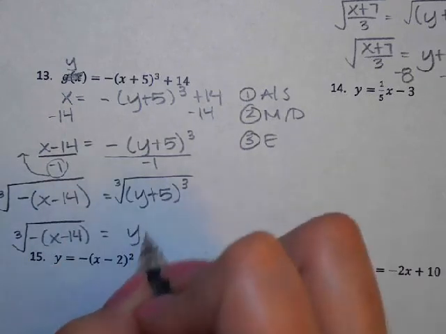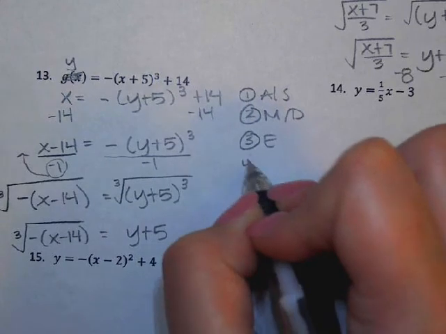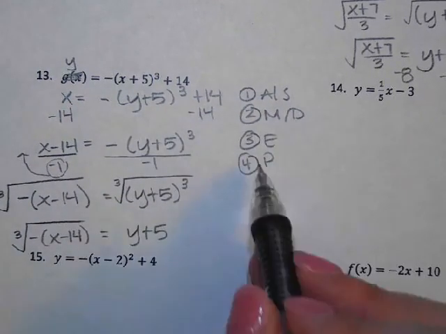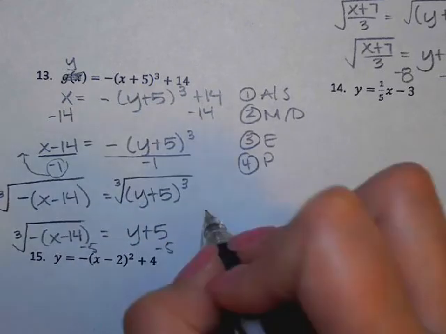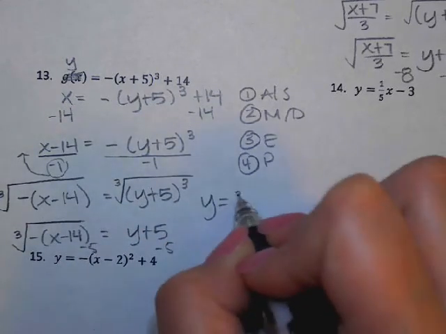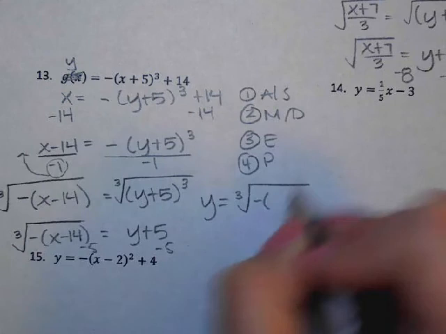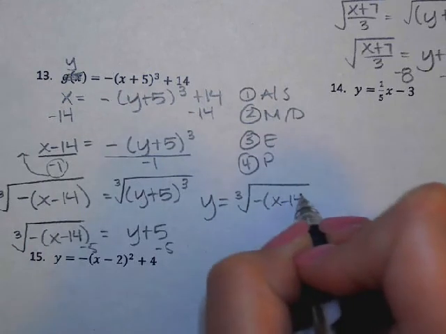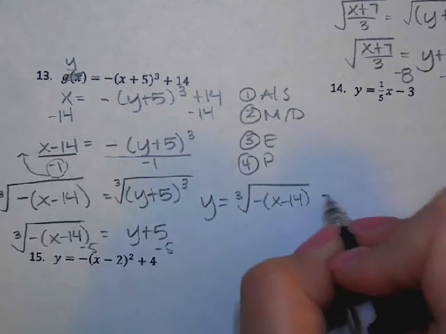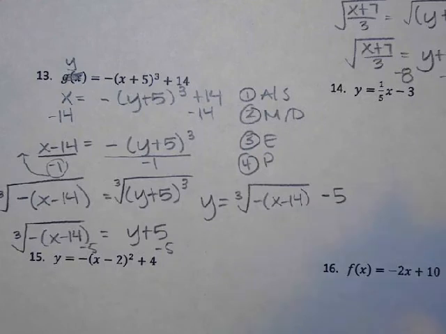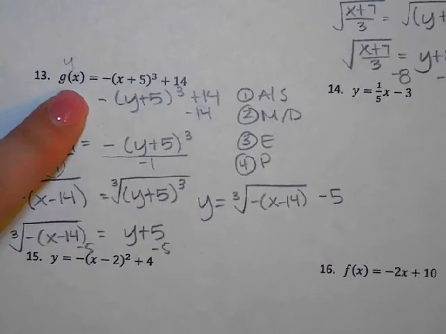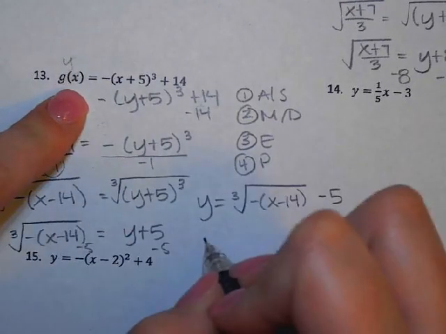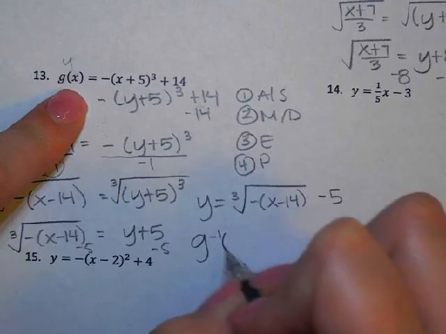So now all that I have left is the stuff that was originally inside the parentheses, and so now I can deal with that. I can subtract the 5 over. So I've got y equals the third root, or the cube root, negative x minus 14 with a -5 on the end. And to put this in the correct notation, I have to go back to the beginning of the problem. I see a g of x, so that means that I must have g inverse of x.